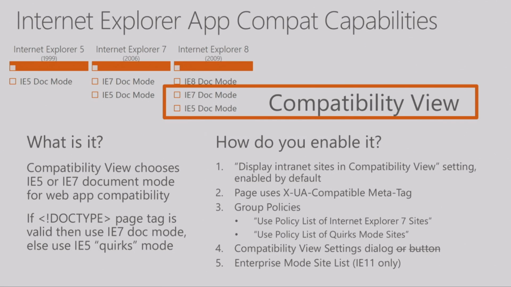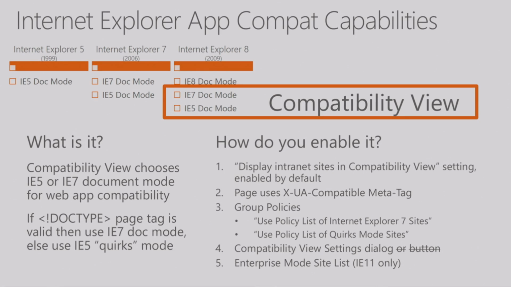Now, of course, the page itself can ask for it. The page itself can ask for a specific document mode using the X-UA-Compatible meta tag. Sometimes the page may be hard-coded to ask for IE7, even though it works fine in IE11. So that's sometimes an issue. The good news is enterprise mode overrides whatever the page itself is asking for. So that was good news for us IT pros. We could essentially override what the developer had requested if we know that it works.